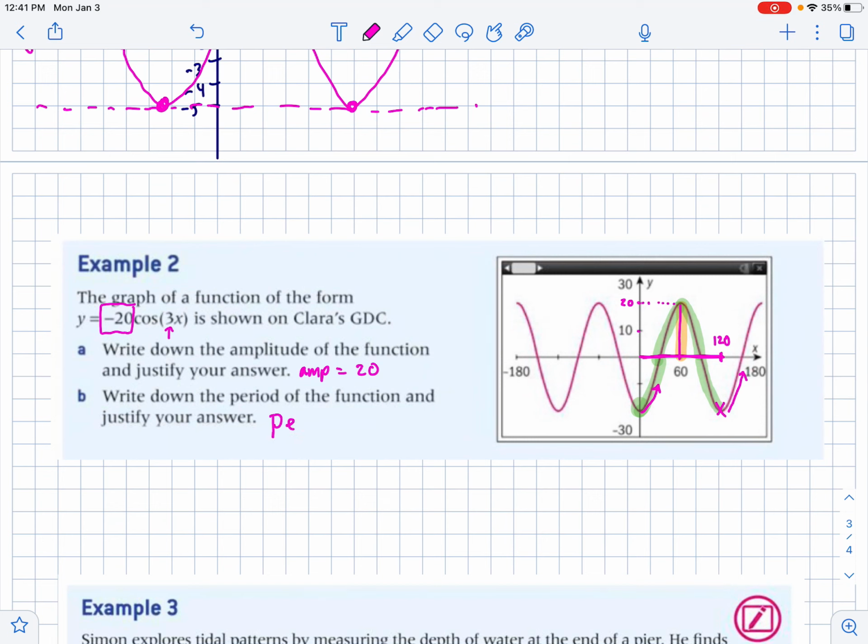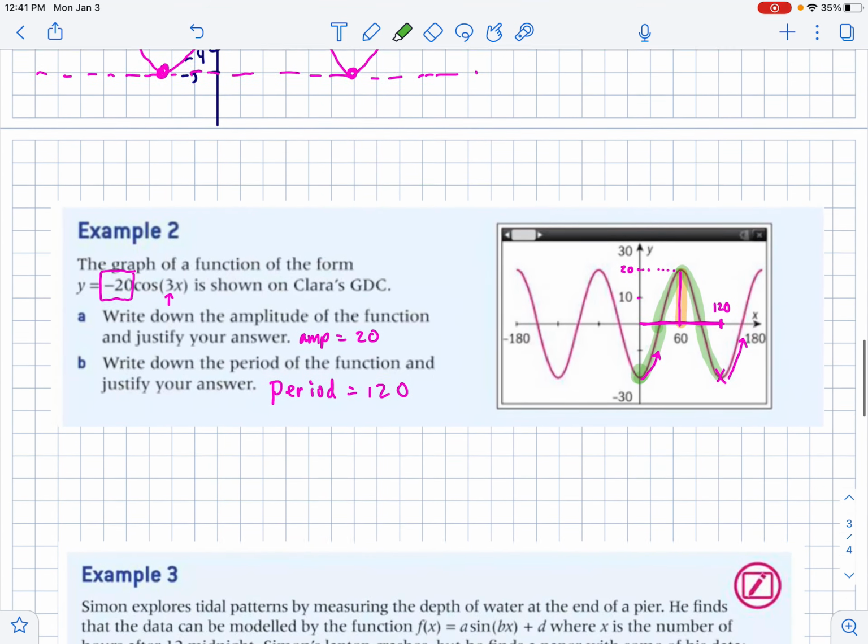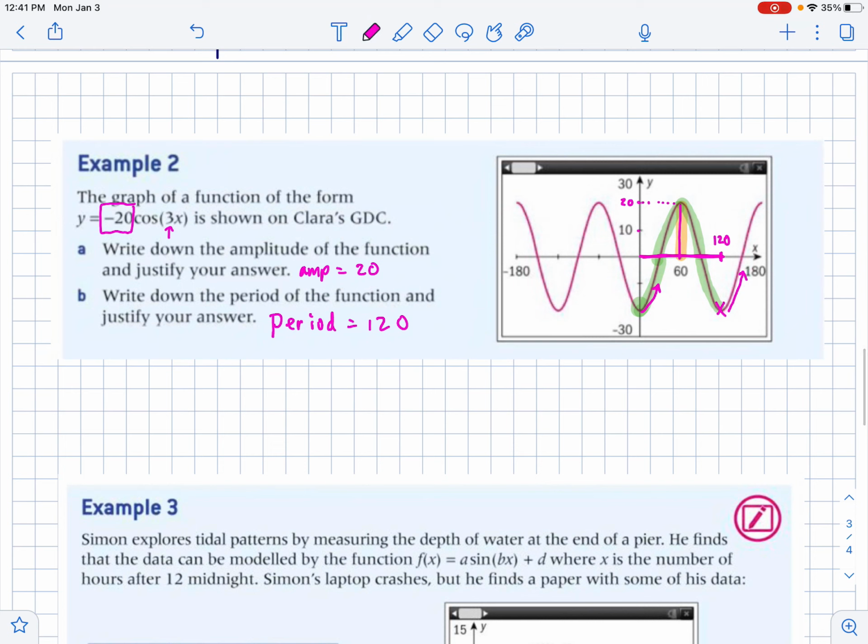So period is equal to 120. Now, back up here, I showed you guys how to find the period using 360 divided by b. So let's try that. Period is equal to 360 divided by 3, which is indeed 120 degrees. So that makes sense.